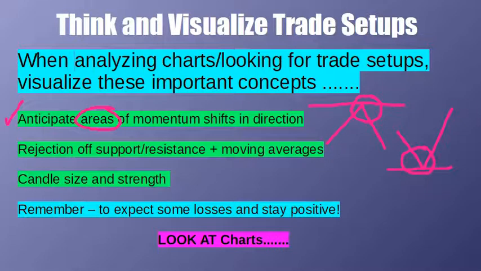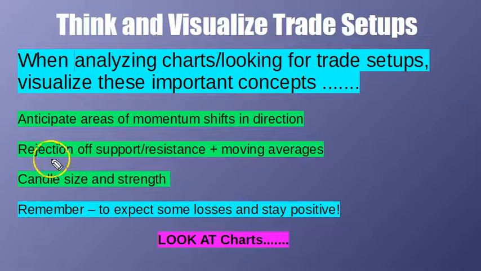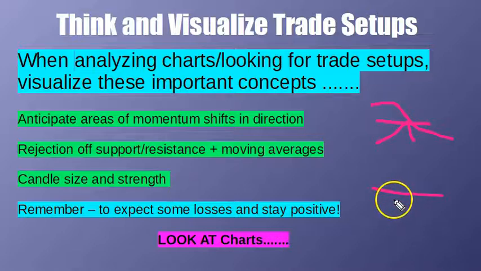Okay. Next, we want to look at and visualize rejection off of support and resistance along with the moving averages. So we have here again resistance, price is coming here, then it's starting to reverse, but then so are the moving averages, okay? And along with that, this is what we mean by rejection off of support and resistance, okay? So here, price is coming down, changes direction to the upside, the moving average is below, and also you can see it's being used as support.